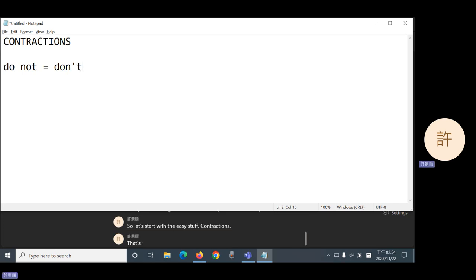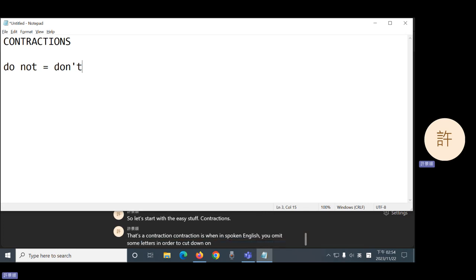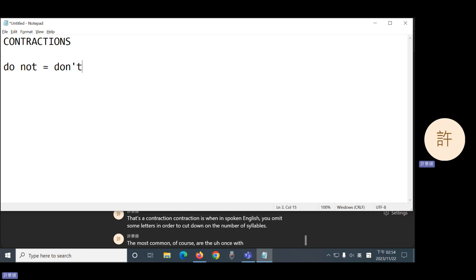That's a contraction. A contraction is when, in spoken English, you omit some letters in order to cut down on the number of syllables. The most common, of course, are the ones with the word not, right? Do not is don't. Should not is shouldn't.